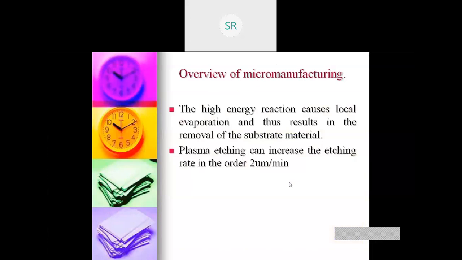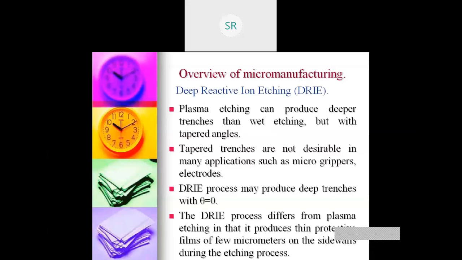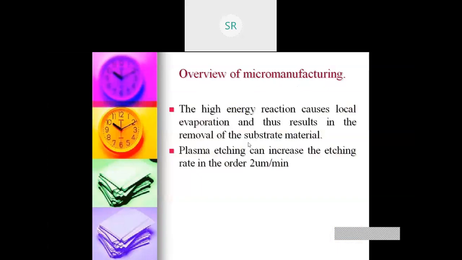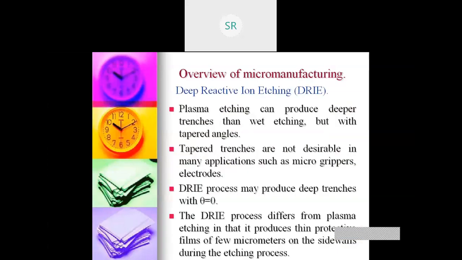Okay, so the high energy reaction causes local evaporation and thus results in the removal of substrate material. And the plasma etching rate is usually 2 micrometers per minute. Next is deep reactive ion etching. We have seen plasma etching, and next we need to study deep reactive ion etching. So why deep reactive ion etching?